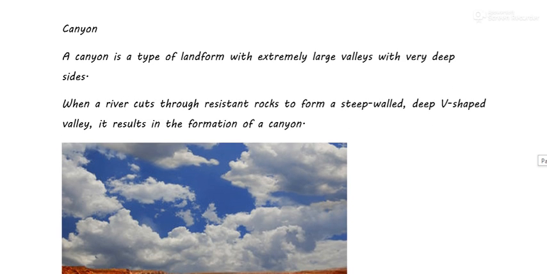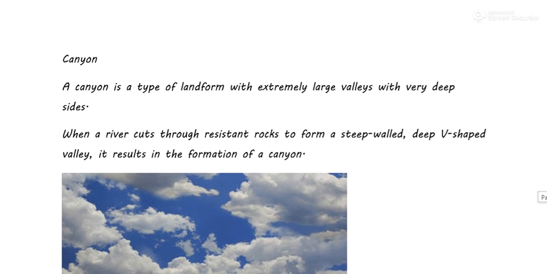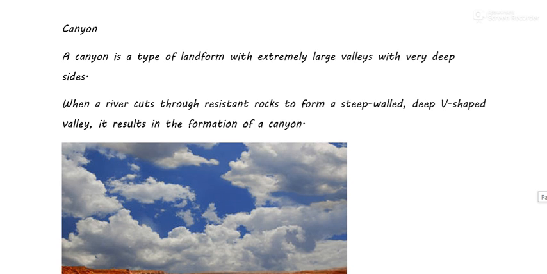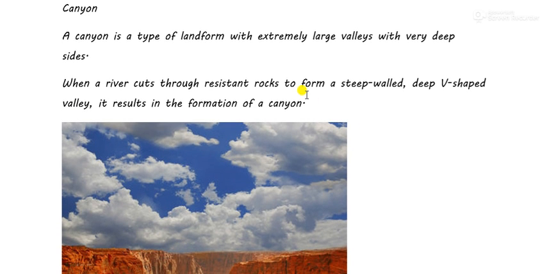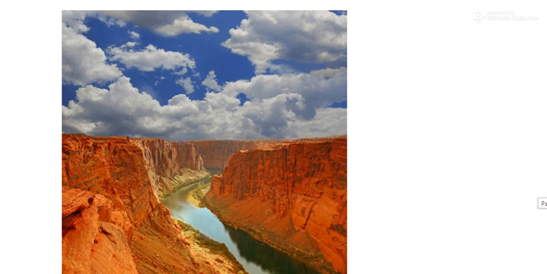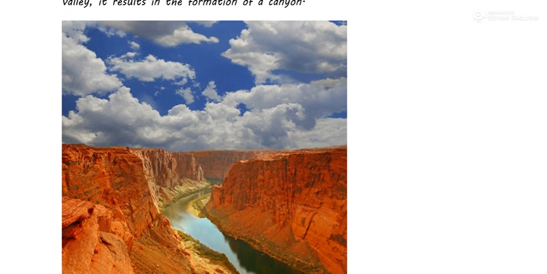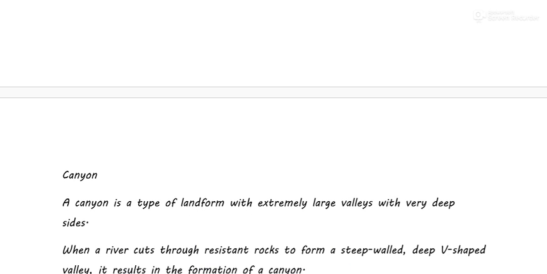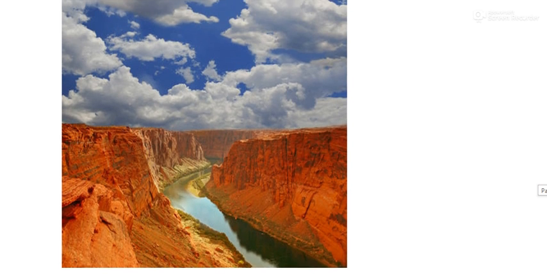Last, which is not in your syllabus but an important topic, canyon. What is a canyon? A canyon is a type of landform with extremely large valleys with very deep sides. Canyons are deep valleys. When a valley is very large in size, it is known as a canyon, and it is very steep sided. The sides of the canyons are very steep.